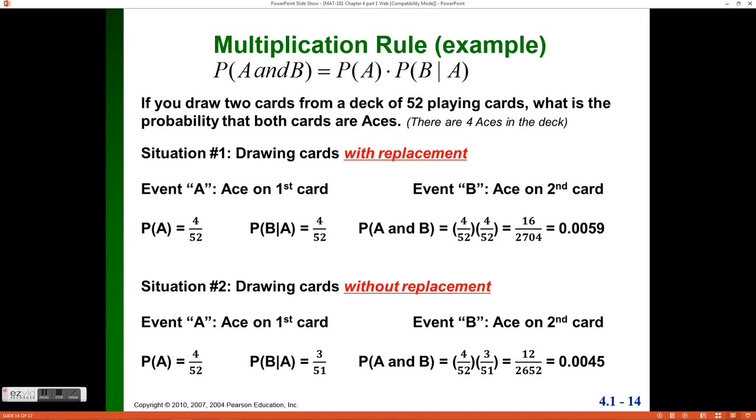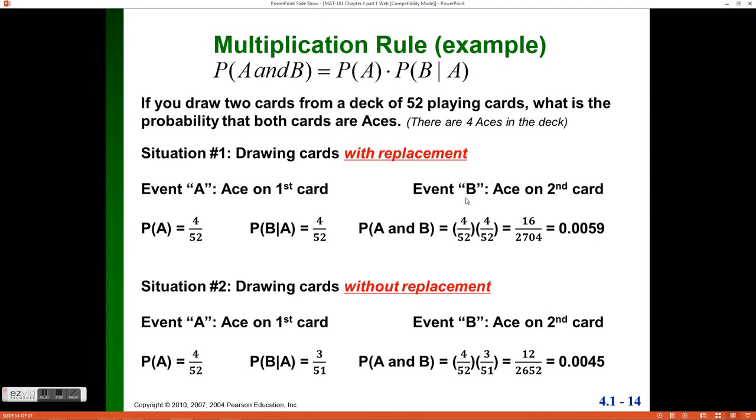If I think about these two events individually, the probability of event A, which is an ace on the first card, I could find by using the relative frequency. There are 4 aces in the deck out of 52 cards, so 4 out of 52 would be the probability.